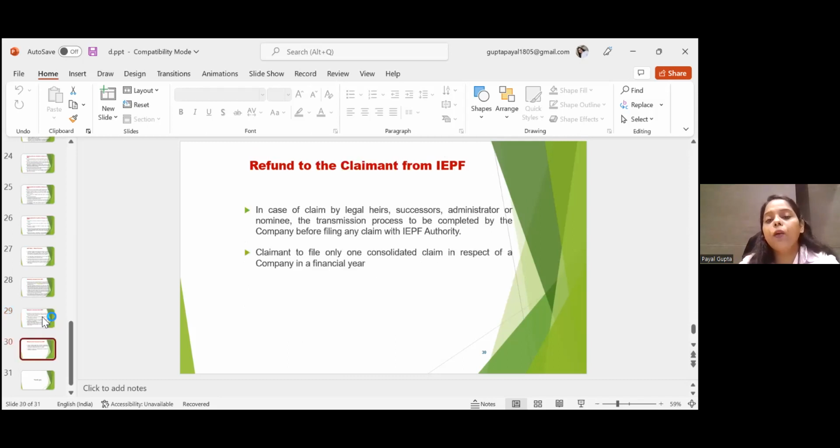Now refund to claimant. Sometimes what happens, shareholders die, but their legal heir or successor, administrator or nominee, the transmission process to be completed by the company before filing any claim with IEPF authority.